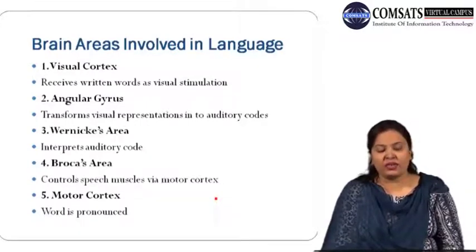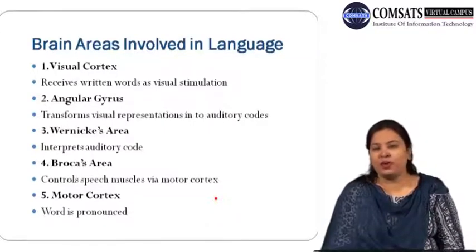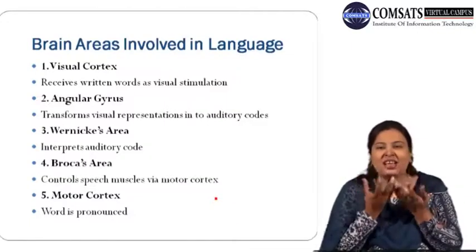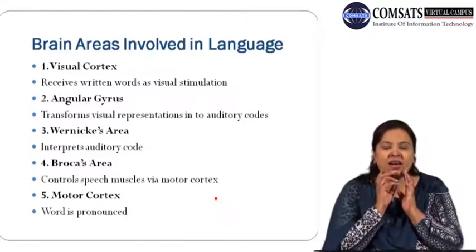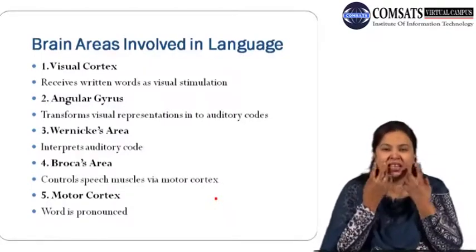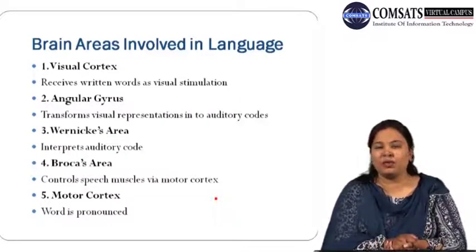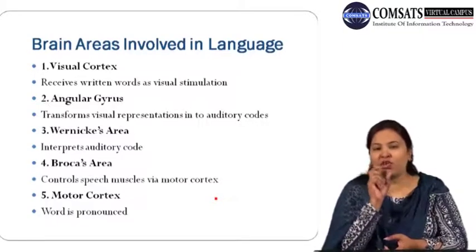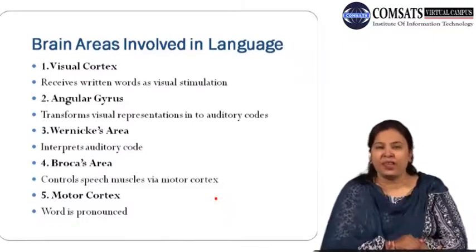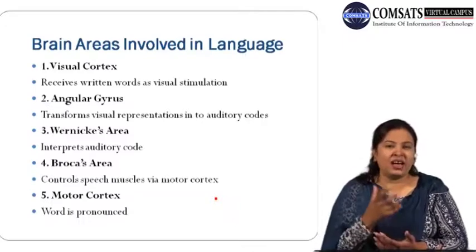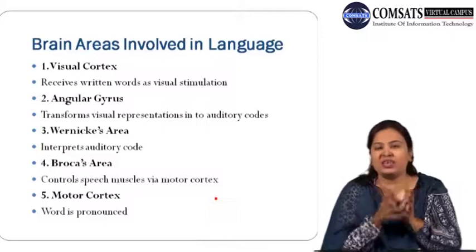Then we have Broca's area, which controls speech muscles via the motor cortex. Why do we need to control the speech muscles? To speak certain types of sounds or words, I have to use different speech organs. For example, if I want to say that I want a new car, for the production of these individual words I need to use specific mouth and speech organs. Broca's area, with the help of the motor cortex, controls the different organs to produce this speech.